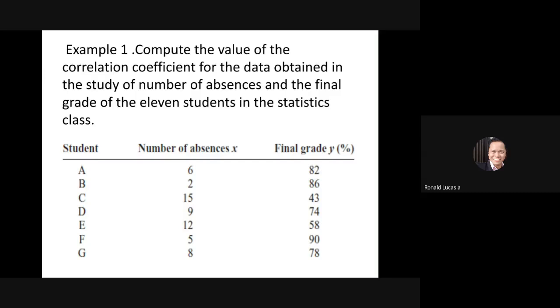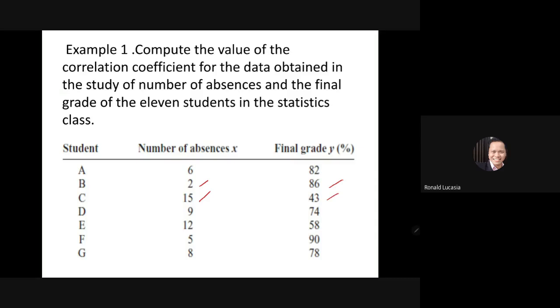Then the final grade is 82. And then for student B, the grade is 86, and there are 2 absences. For student C, 43. It's possible that we have the grade of 43. Do not be surprised by a 43 grade. And the absences is 15.